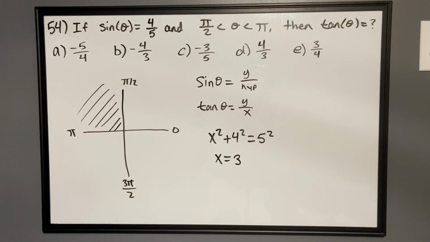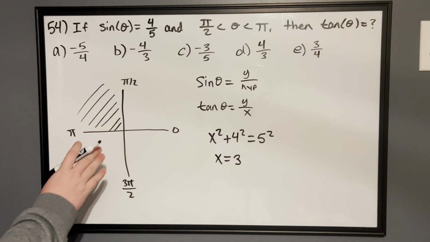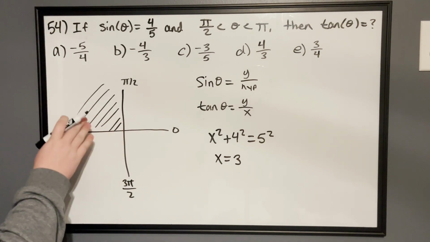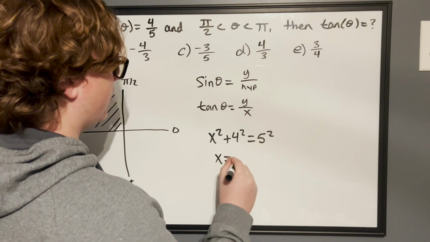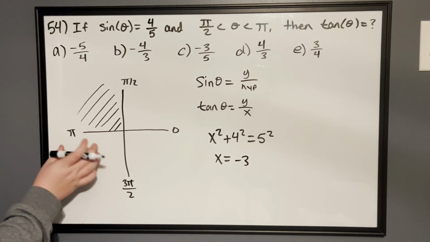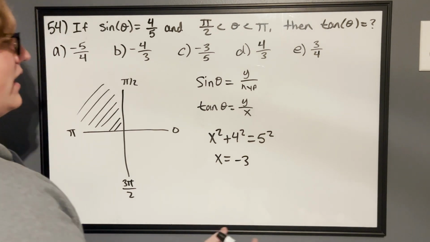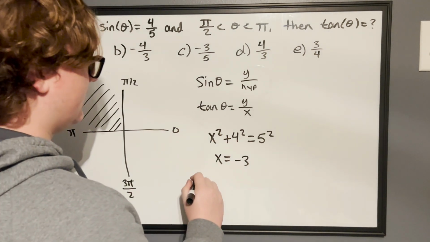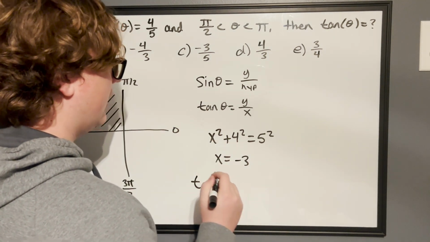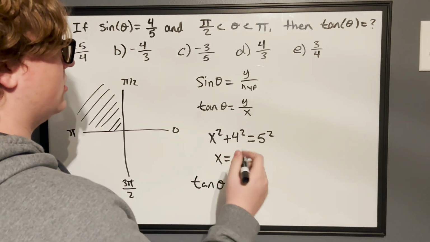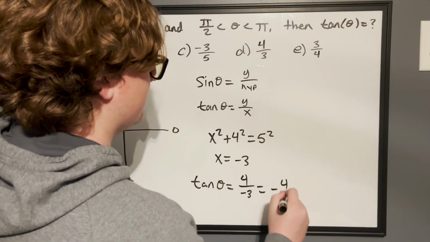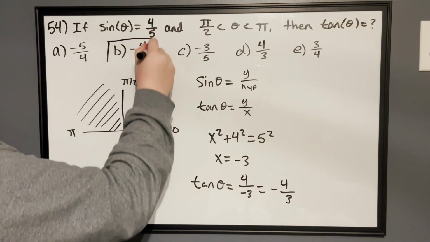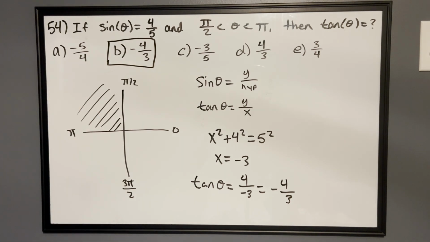Now what we need to realize, though, is since we're in the second quadrant, the x is actually going to be negative 3, because in the second quadrant, x is always negative. So if x is negative 3, tangent of theta is y over x. That means that tangent of theta is equal to 4, which is the y, over negative 3, which is equal to negative 4/3. And that matches option B for this question. So that's it for number 54. Let's move on to 55.